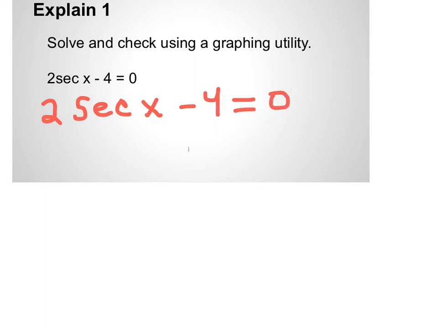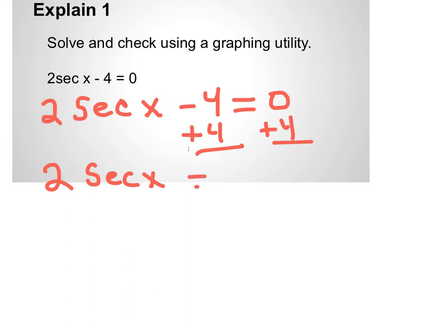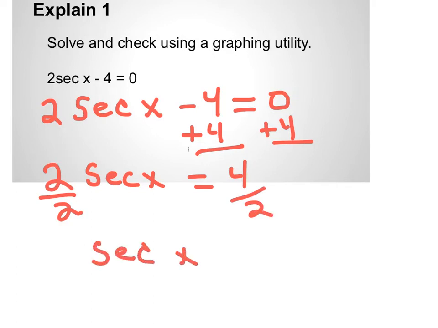Now the first thing we want to do to get at the answer is to isolate the trig function. And we're going to do that using inverse properties. So to isolate secant x, we're first going to add 4 to both sides. And that will leave us 2 secant x is equal to positive 4. And then we're going to divide both sides by 2. And that will leave us secant x is equal to 2.